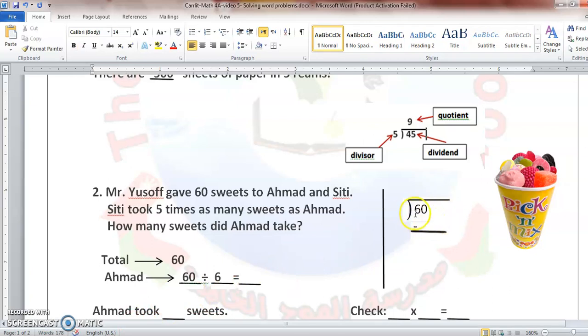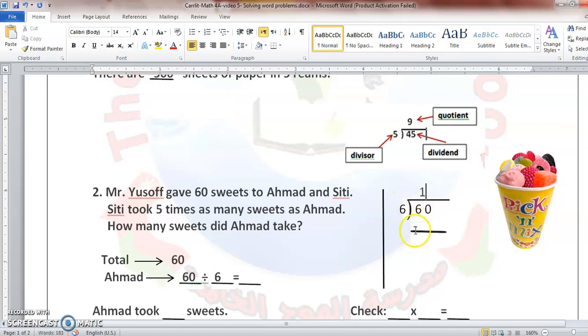Oh, by the way, this is a revision. This is the house. Inside the house, we call it the dividend. Outside the house, we call it the divisor. And the answer, we call it the quotient. Okay, so 60 divided by 6. Equals, so 6 divided by 6, the answer is 1.